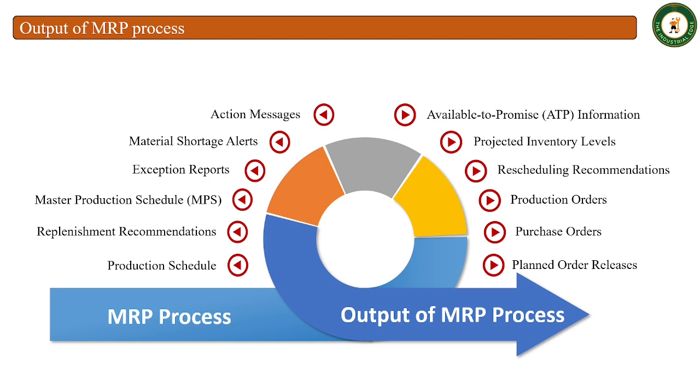Now, the primary goal of MRP output is to ensure that materials are available when needed, production is well coordinated, inventory levels are optimized, and customer demand is met with minimal disruption and cost. MRP output provides actionable insights for purchasing, production, and inventory management decisions, helping organizations operate more effectively and efficiently in a dynamic supply chain. So this is all about the output of the MRP process.